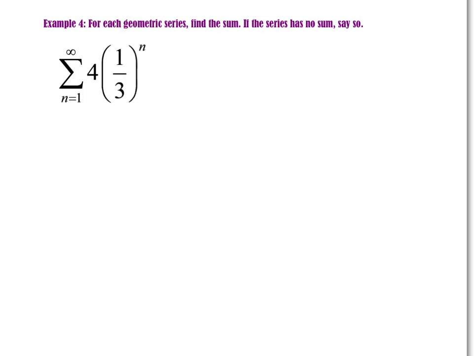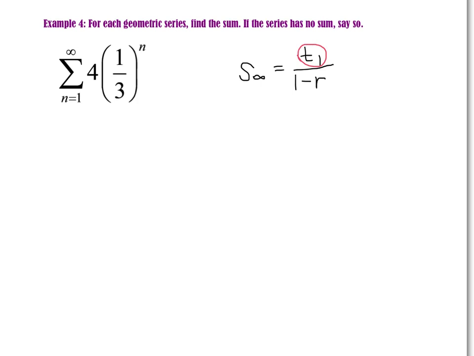Example 4, same directions, find the sum. If there isn't one, say so. So this is the same thing, it's just in sigma notation. Notice it's telling you to sum, that's what the sigma means, from 1 up till infinity. So you're summing everything. That's how you know this is an infinite sum. So you're going to use the same formula. First term divided by 1 minus r. And it's just a little bit more work to find the first term, but that's about it.